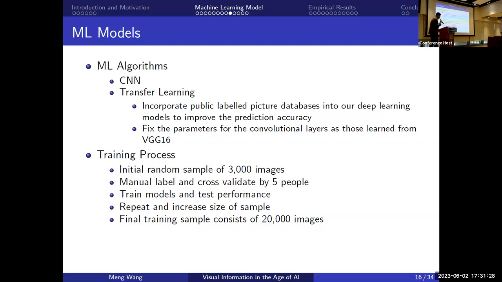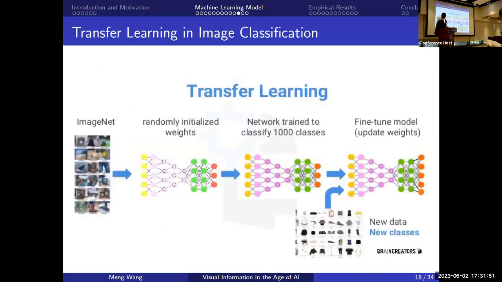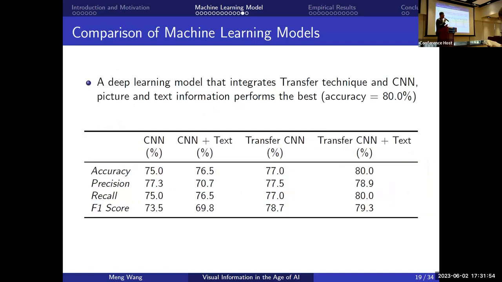Our final training sample consists of 20,000 images. It sounds easy, but it actually took us more than 6 months to finish, because, as you can imagine, we had to have a training sample of very high quality. We had to do a lot of manual work to label those images, and we had to cross-validate each other's work. At the end of the training process, we end up with a deep learning model that integrates transfer learning and CNN. This model gives us an overall accuracy of 80%, which is not very high, but it's acceptable at least.